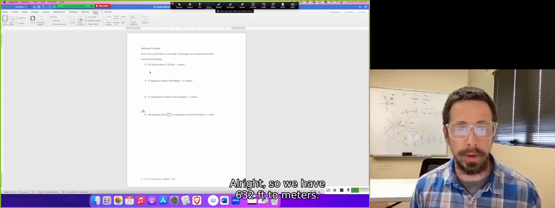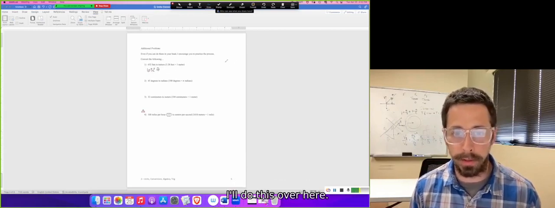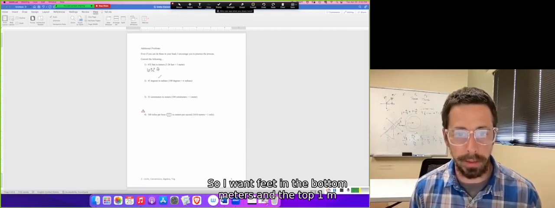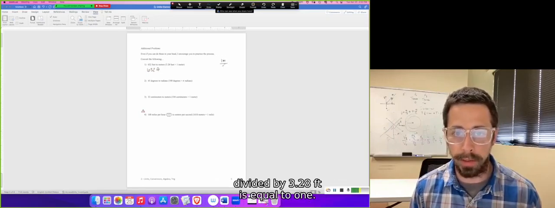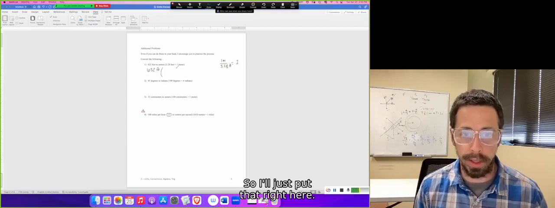All right, so we have 632 feet to meters. So I want 632 feet, right? Here's my conversion factor. I'll do this over here. So I want feet in the bottom, meters in the top. So 1 meter divided by 3.28 feet is equal to 1. There's my fancy 1. So I'll just put that right here: 1 meter over 3.28 feet. Right? There we go.